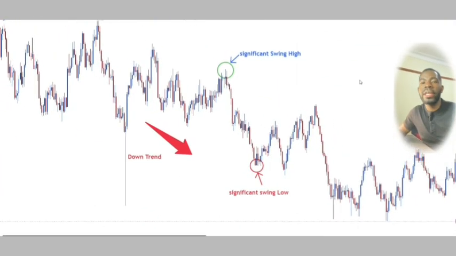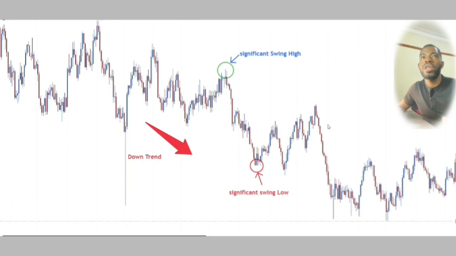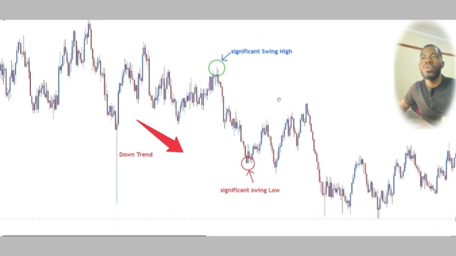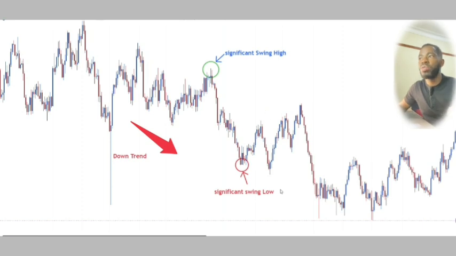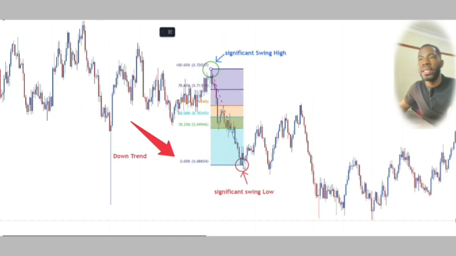So in a downtrend, this is the real chart of AUD USD. This is how it would look in retrospect. That is, we are looking at what happened in the past. Just to illustrate, this was clearly a downtrend. So we would drag our Fibonacci retracement tool from the significant high over here to the significant low over here and drag it to the right.